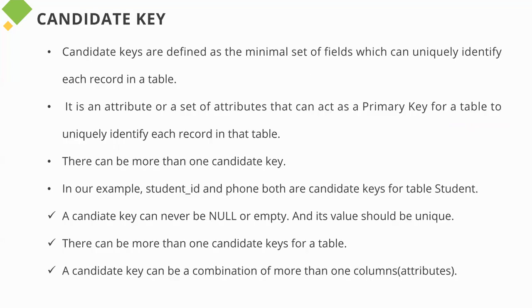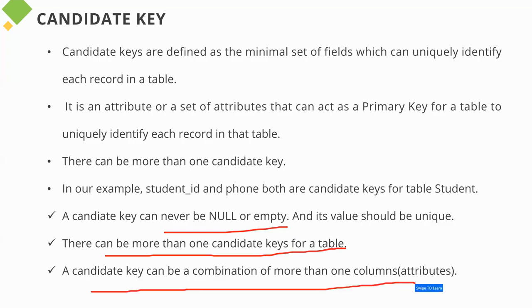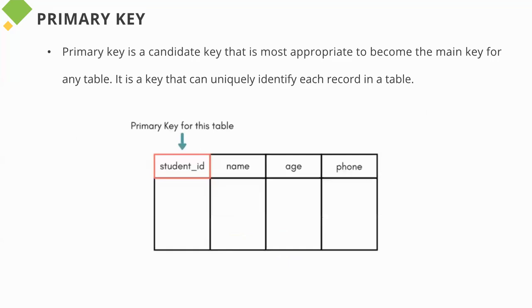Candidate key also follows the same principles as a primary key. They can never be null or empty, and there can be more than one candidate key for a table. It's a key that is a combination of more than one column or attribute.